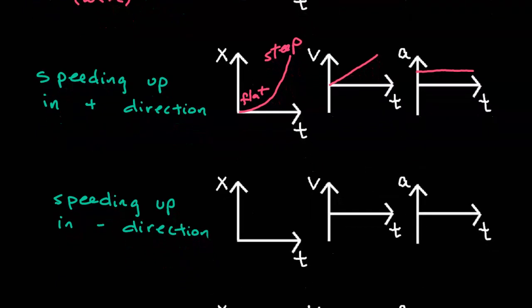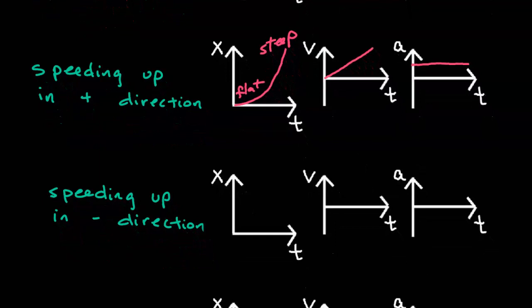Next, we'll take a look at speeding up in the negative direction. So now we're going to go from flat to steep, but it's going to be going towards the origin. So I've got flat, and then here we have steep. Now on the velocity graph, it's going to start here, and it's going to go faster and faster. But notice now it's going in the negative direction. It's still going faster, speeding up in the negative direction. This slope is negative, so the acceleration is going to be negative.